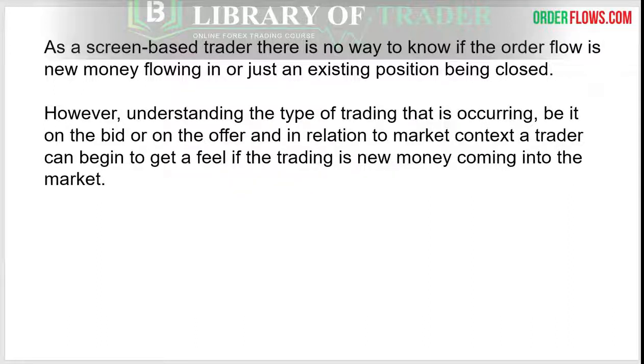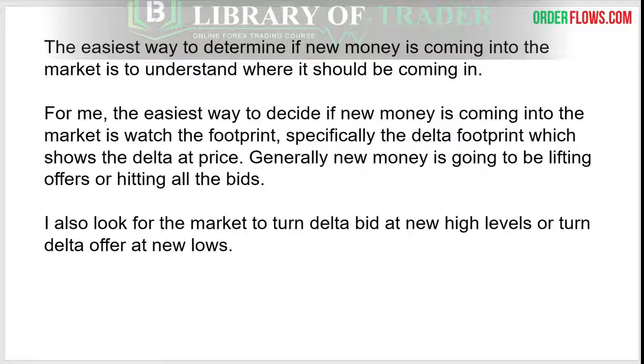However, understanding the type of trading that's occurring, be it on the bid or on the offer and in relation to the market context, a trader can begin to get a feel if the trading is new money coming into the market. So the easiest way to determine if new money is coming into the market is to understand where it should be coming in. For me, the easiest way to decide if new money is coming into the market is to watch the footprint. Now, specifically, the delta footprint, which is the delta at price. Generally, new money is going to be lifting the offers or hitting all the bids. I also look for the market to turn delta bid at new highs or turn delta offer at new lows.